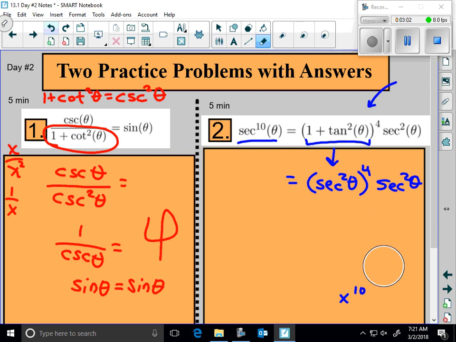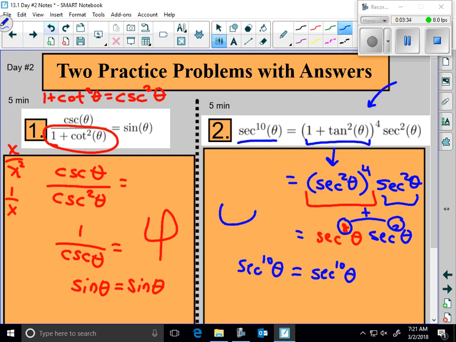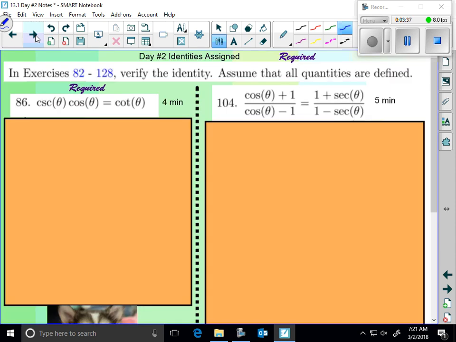So what I would do is I would then call this secant to the 8th theta. This here would stay the same, secant to the 2nd theta. And this is no different than exponents with a variable base x, base whatever we want it to be. This would be secant to the 10th. So I take this 8 and I take that 2 and I add them together. I get secant to the 10th. Okay, keep moving.